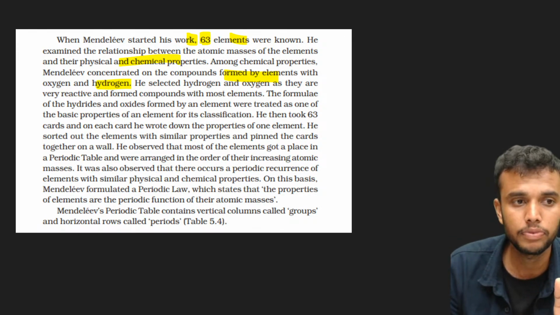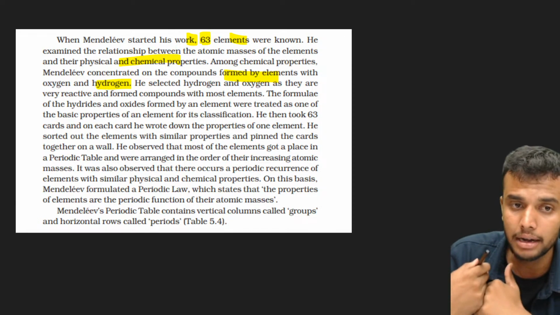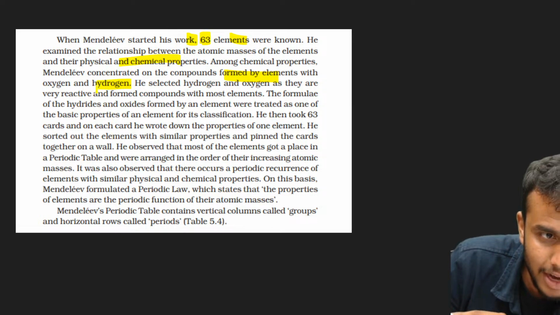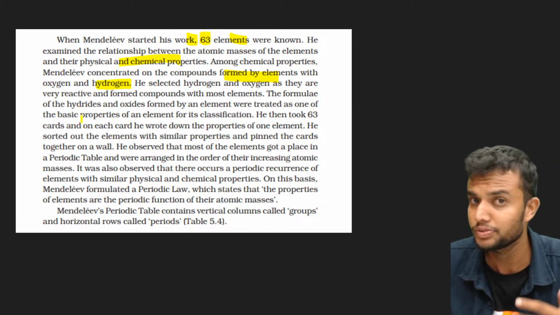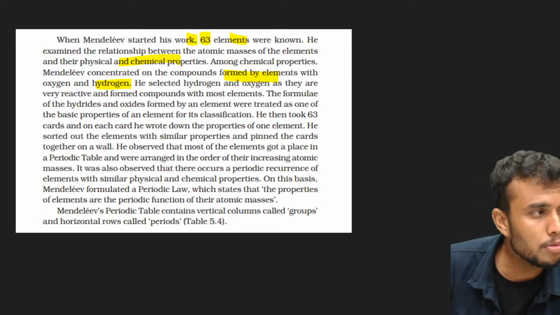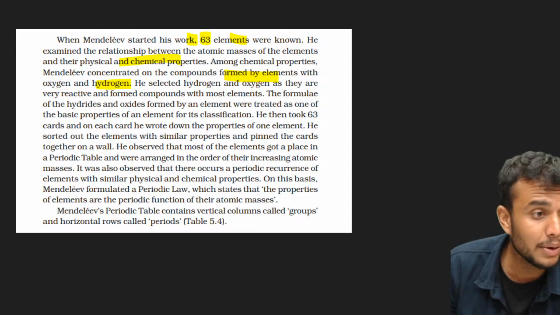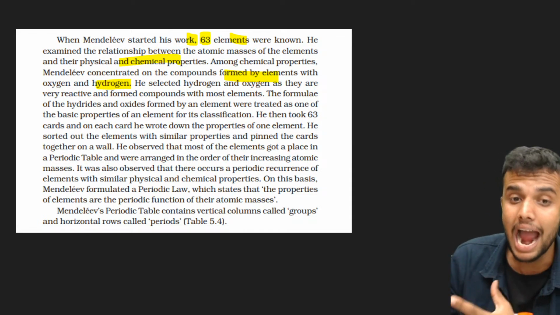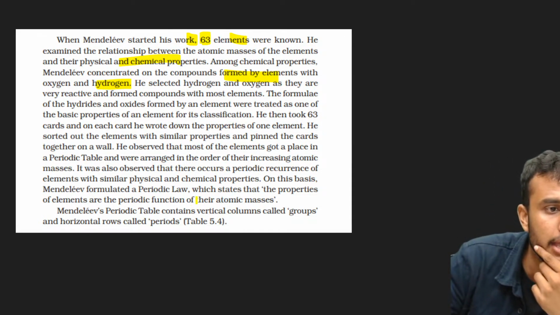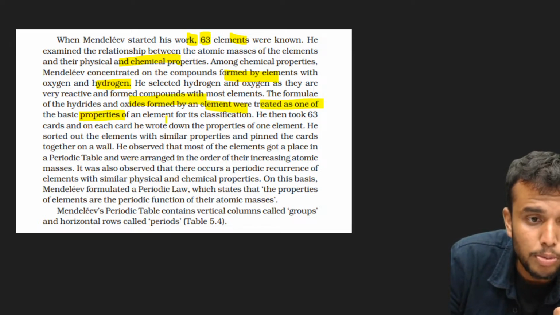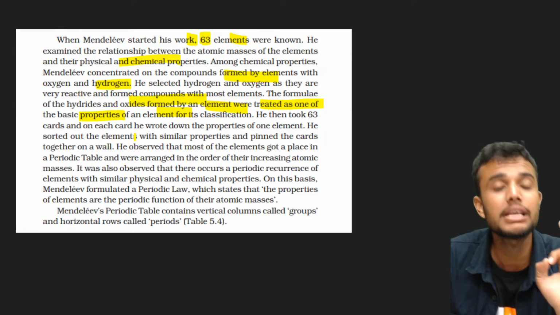He took all the elements and arranged them by the compounds formed with oxygen and hydrogen. We already know this, right, students? In metals and non-metals also we discussed. Metals almost always occur as oxides, or otherwise as hydrides, right, my dear students? We can easily identify them using this. He treated the formulas of the hydrides and oxides formed by an element as one of the basic properties of an element.